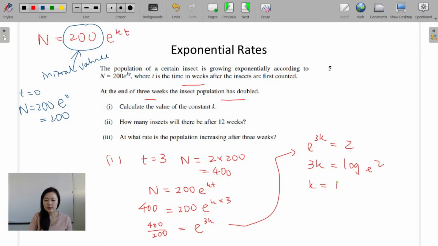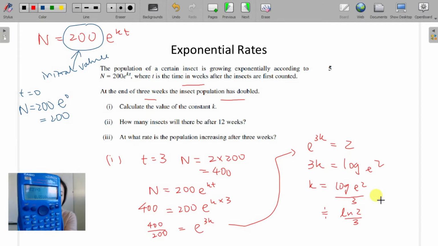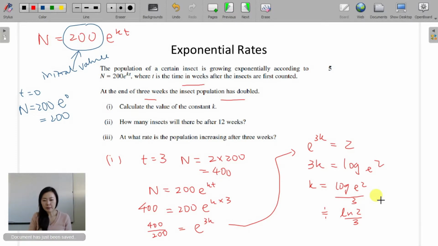So k is log e 2 on 3. Now, log e 2 on your calculator is ln 2, right? So that's what you type in: ln 2 divided by 3. I'm trying to minimize the reflection. There we go, which is about 0.2310.